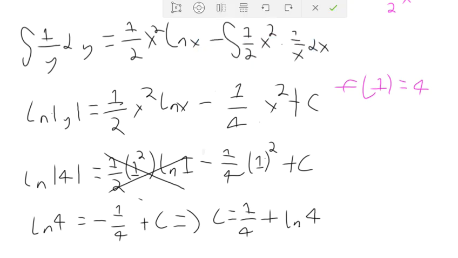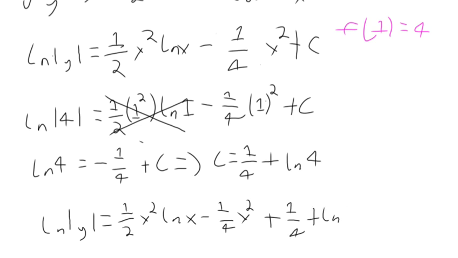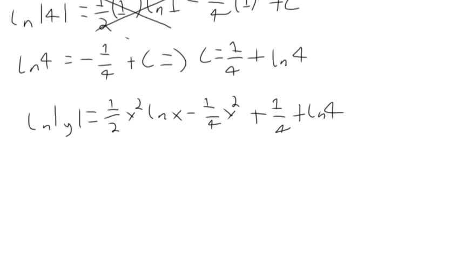And now I can go ahead and say that the natural log of the absolute value of y equals 1/2 x squared natural log of x, minus 1/4 x squared, plus the c, which is 1/4 plus the natural log of 4. And now I just have to do a little work to solve this for y. First, let's talk about the absolute value. We have the initial condition f of 1 equals 4. So we no longer need the absolute value here. I'll leave the absolute value as it is right now, and I'll just exponentiate both sides.